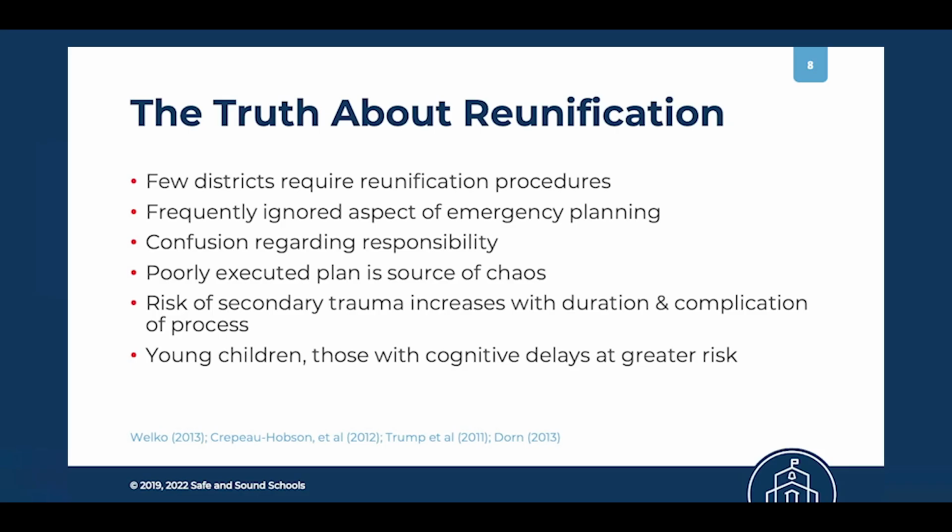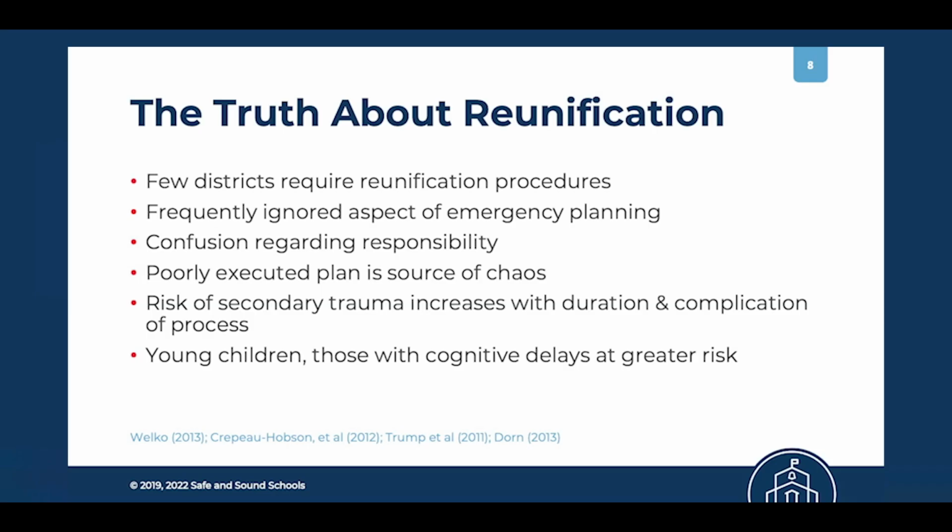Certainly authorities, law enforcement, maybe even emergency planners in the community. So there is a lot of confusion regarding who's responsible for this process. We know, unfortunately, that a poorly executed reunification plan can be really harmful. It can be the source of a lot of chaos in the community. And unfortunately, we know that reunification is something that follows an actual crisis or emergency. So with that chaos and confusion already in the air, a poorly executed reunification plan can only add to that. And that leaves us in a position where there's a risk of secondary trauma.